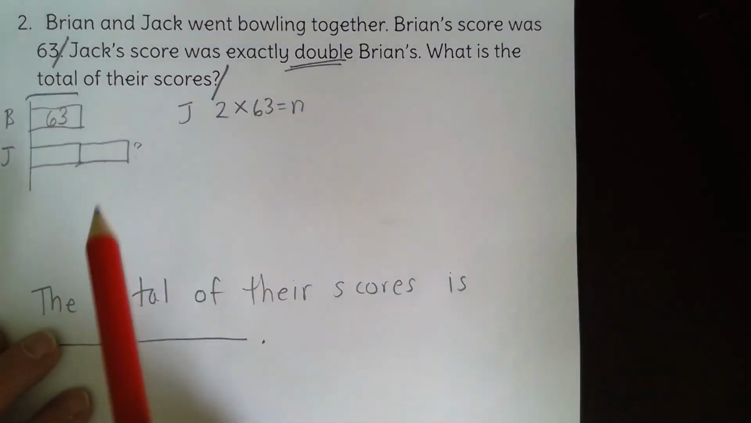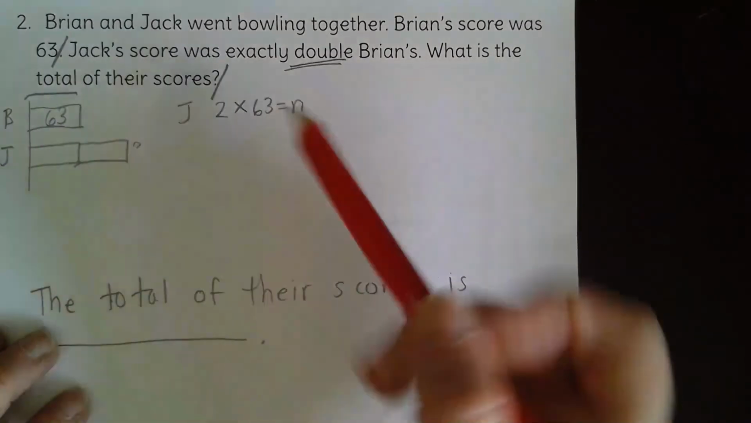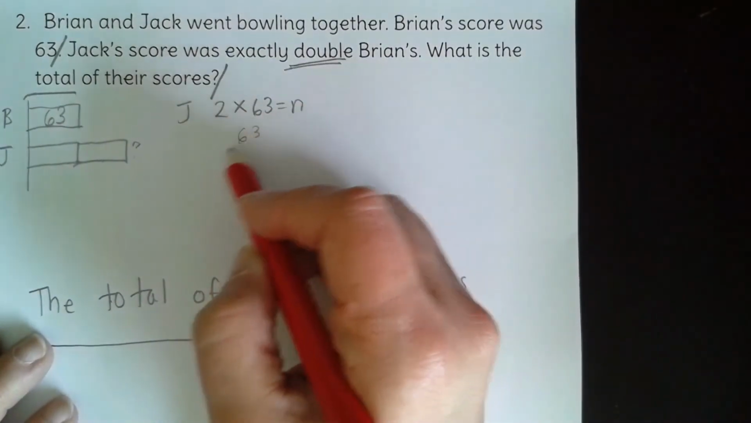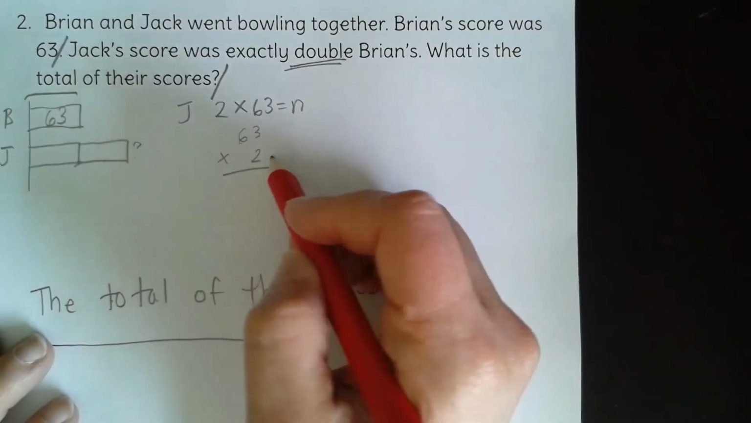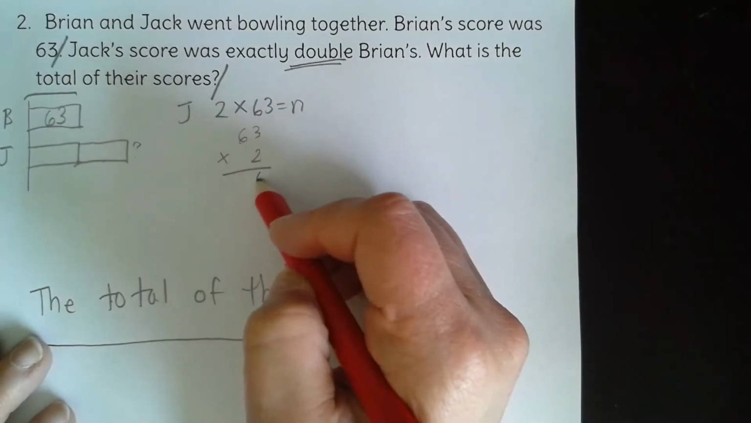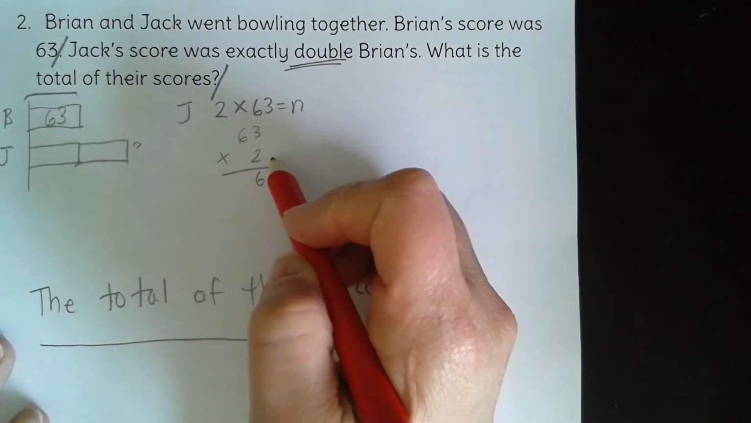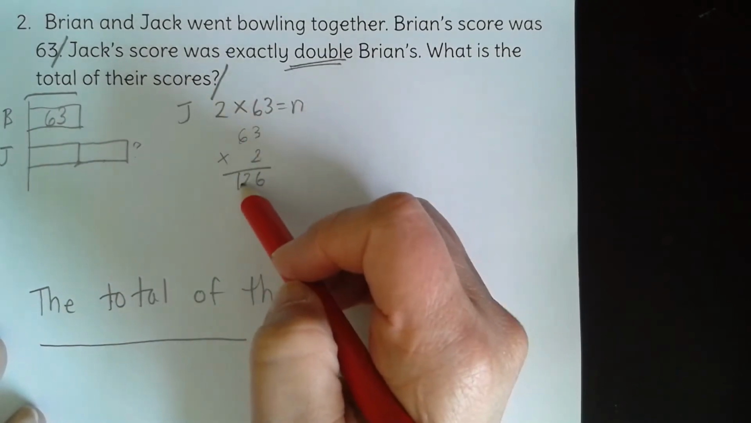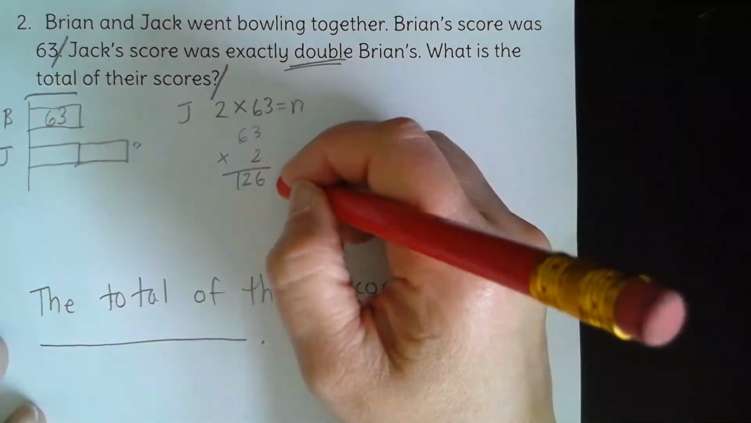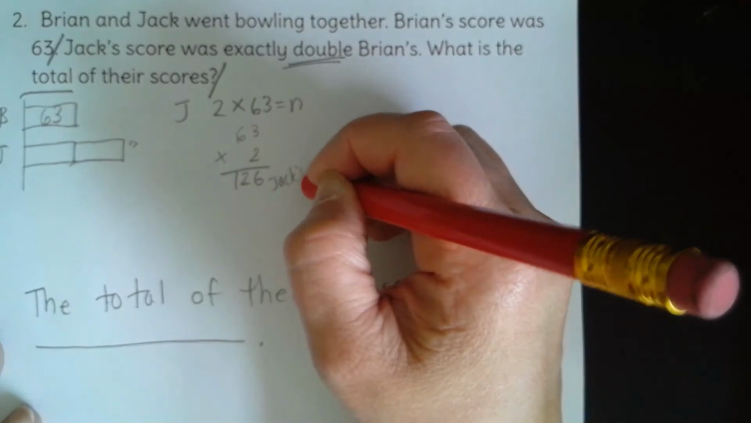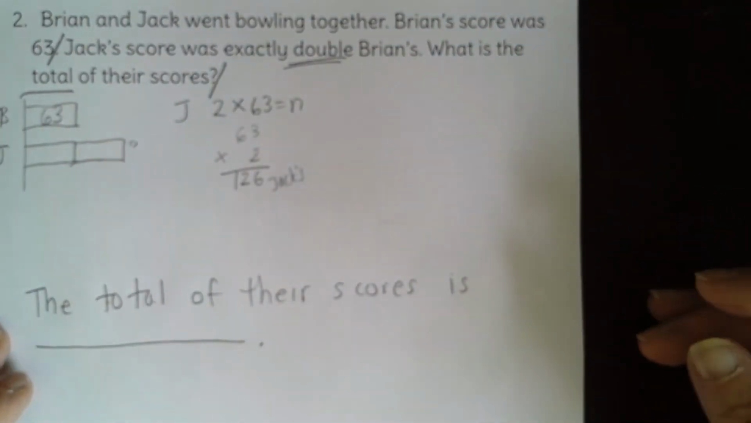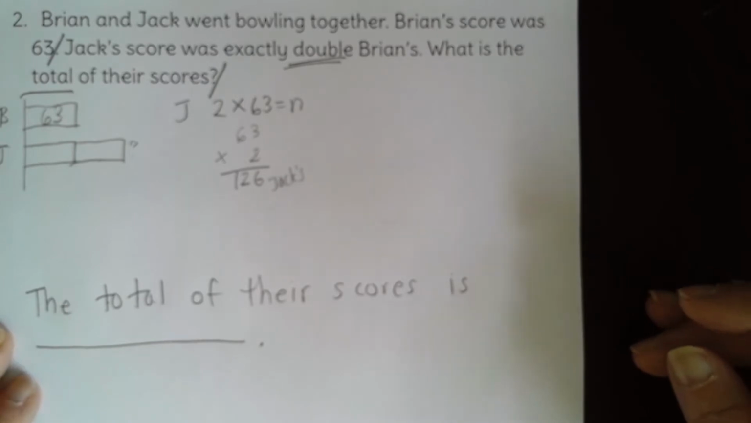Okay, see, because I'm doing 2 times 63. So when I do that, what do I get? 2 times 3 is 6. 2 times 6 tens is 12 tens, which is 126. 126 is Jack's score. So I'm done, right? No, I am not. Because the question is, what is the total of their scores?